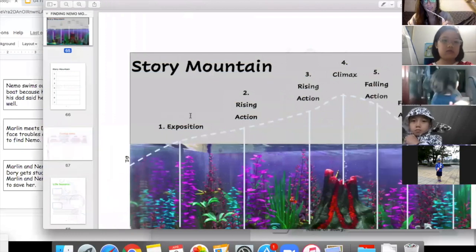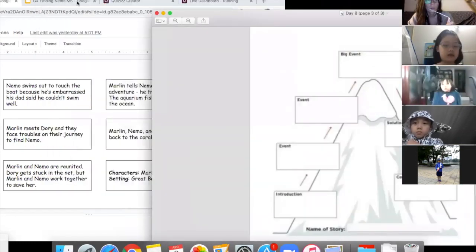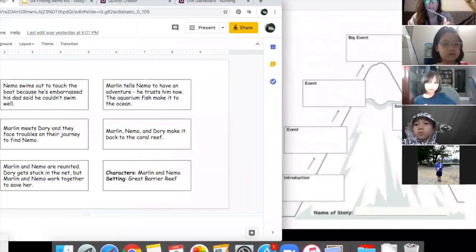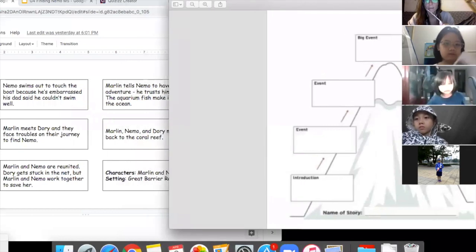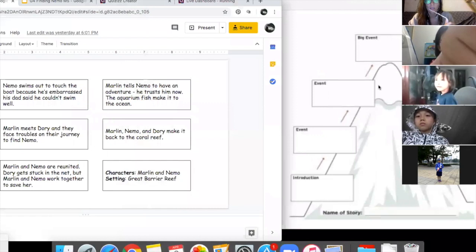So if you have your booklets, you can look at page 61 and fill in the answers, or you can just look at the worksheet. Okay, so we need to put our events in the correct order.